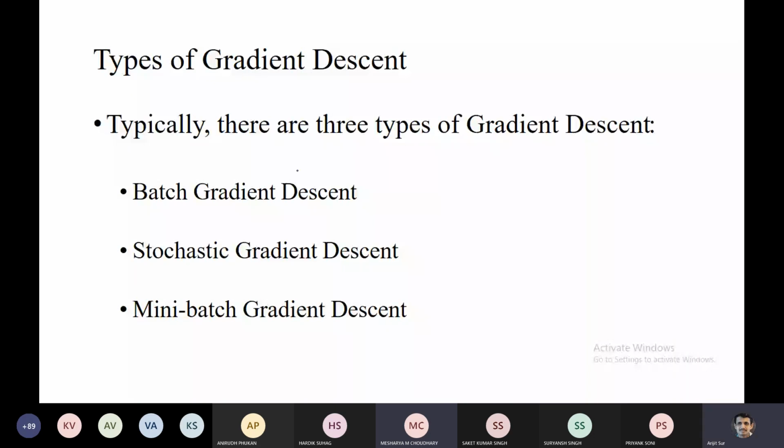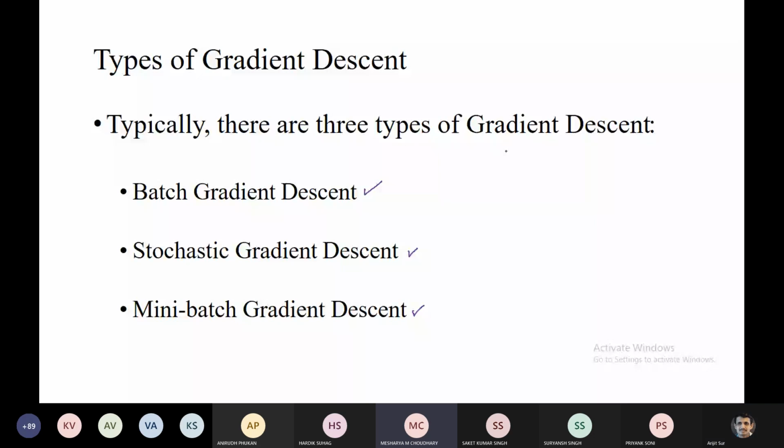There are different types of gradient descent. There is batch gradient descent, which is mainly what we have used, there is stochastic gradient descent, and mini-batch is the intermediate one. So these three are the most common gradient descent variants used.